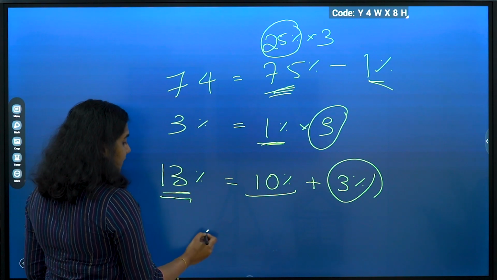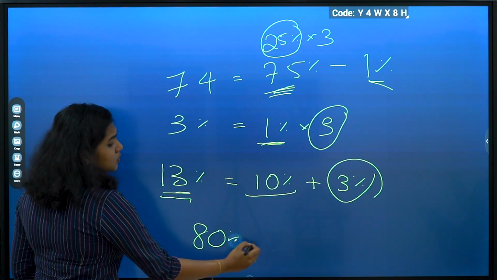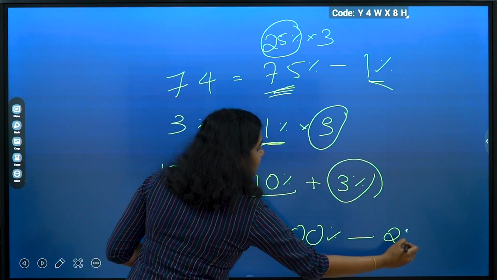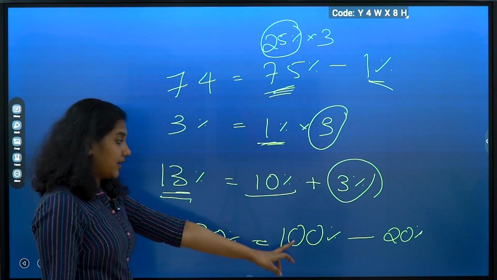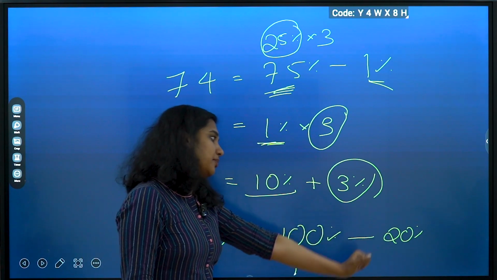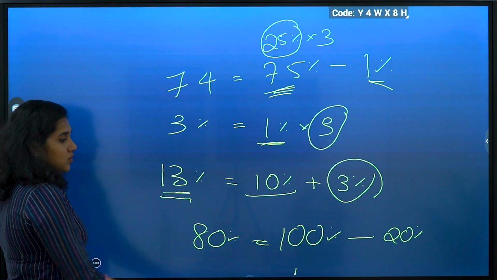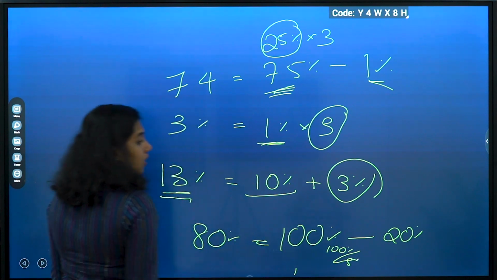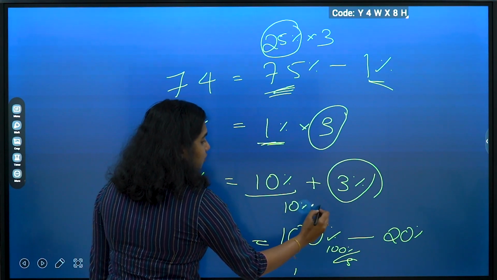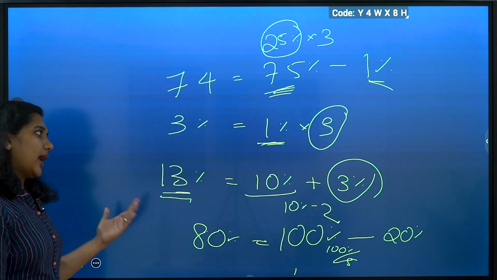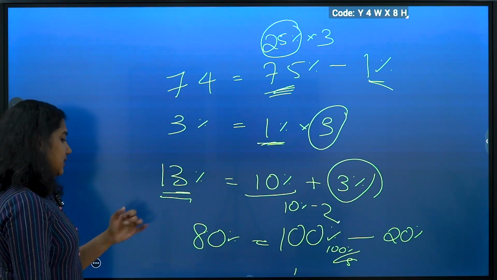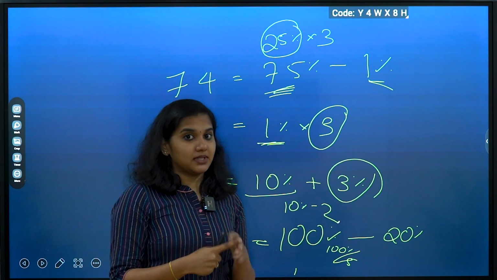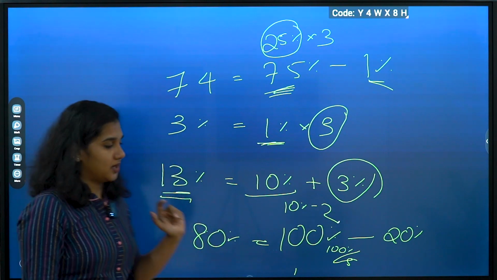And if you want to find out 80%, it is very simple. That is 100% minus 20% will give you 80%. You know 100%, so minus 20% means 80%. Okay, so you can find out 20% by 100% by 5, right? Or 10% into 2. So you can find out any percentage easily if you know this 100%, 50%, 20%, 10%, 25%, 5% and 1%. Okay.